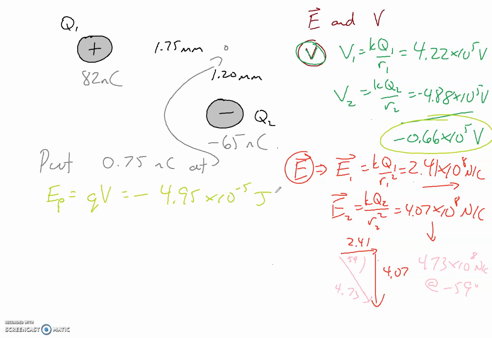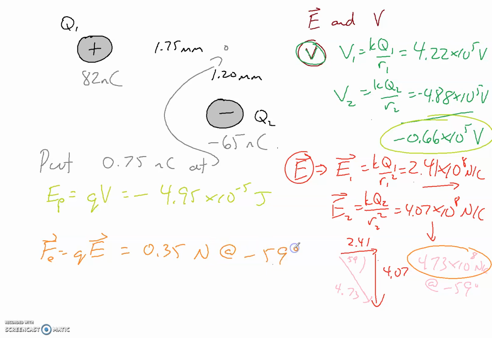Okay, now we can do something similar. Let's find the force on it. So what would the force be? And of course, the force is just Q times E. You have the E value, the total electric field right there. We have the 4.73 times 10 to the 8, and we just have to multiply that by the 0.75 times 10 to the negative 9 coulombs, because that's the charge that we introduced. And we will get a force of approximately 0.35 newtons. And it's a positive charge, so it'll go with the field, so it would be at negative 59 degrees.